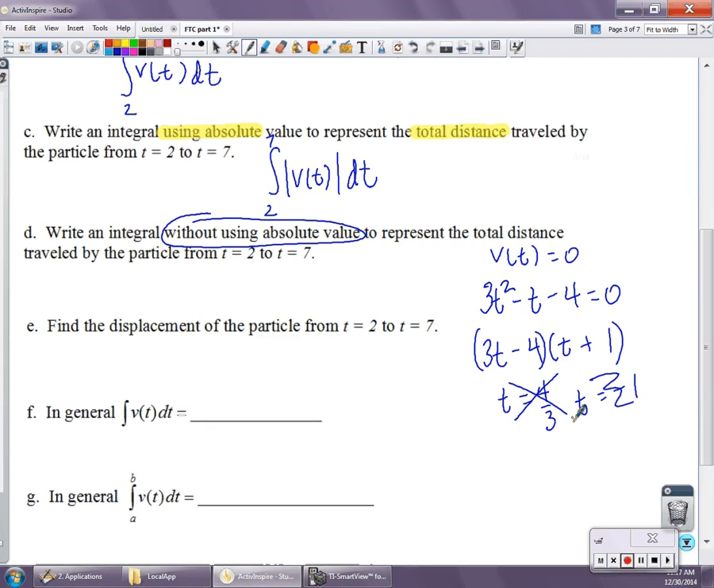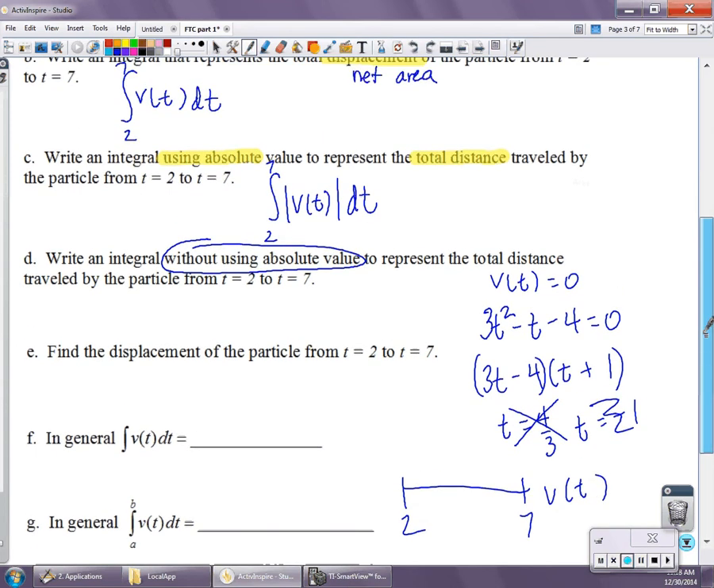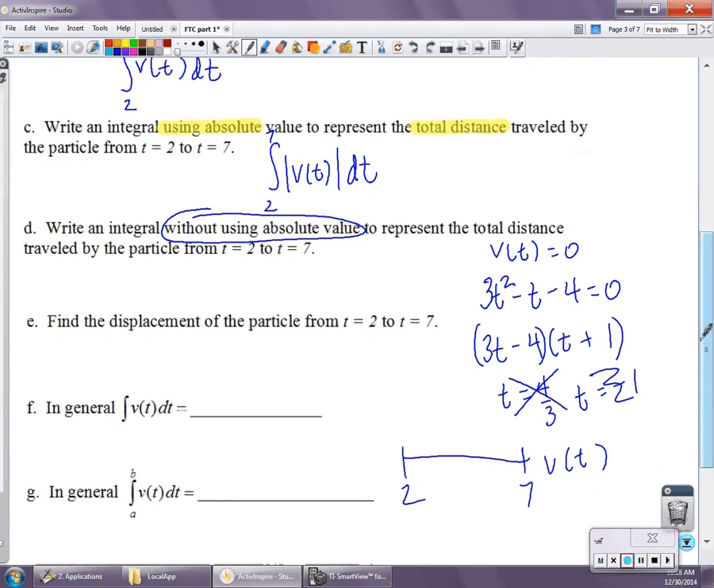So between 2 and 7, I'm going to pick a number. I still have to do a number line. Here's 2, here's 7, v of t. I'll substitute 3 into the velocity function, and that'll give me a positive, so all of the area is positive. The particle is moving to the right or up, depending on the reference. So to write an integral without using absolute values, that would be the integral from 2 to 7 of v of t dt. In other words, on this interval, the displacement and the total distance traveled are equal to each other because all of the area is positive.